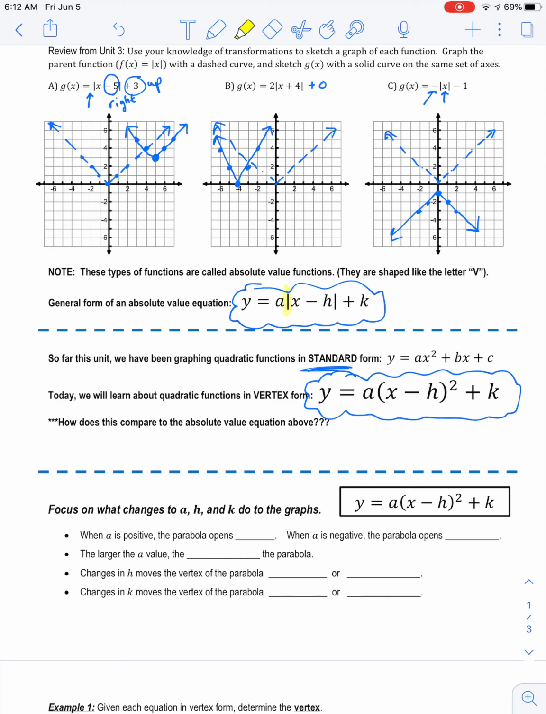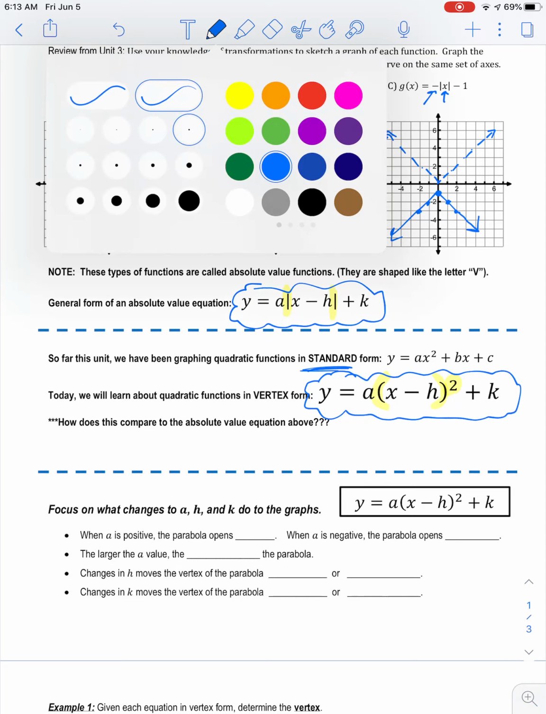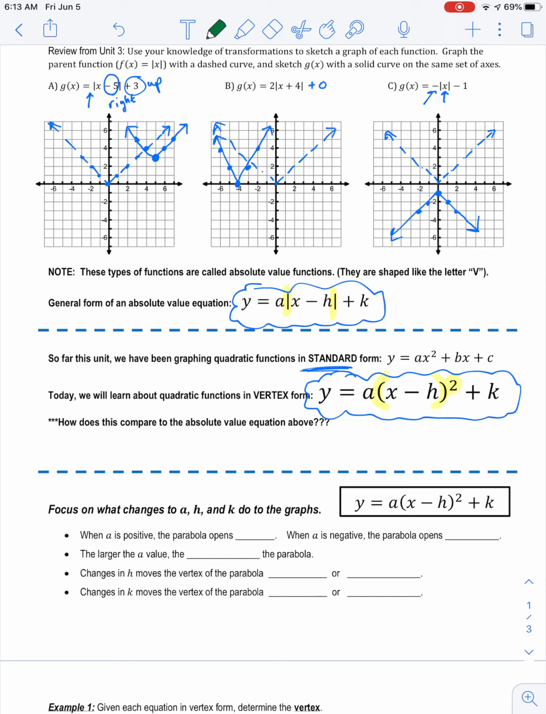So what's different is in the absolute value equations, there's an absolute value symbol. And in the vertex form of a quadratic, instead of absolute value, we have parentheses with a squared. Everything else is identical except for what I just highlighted. So as you can see, from what we had learned in Unit 3 with absolute value equations, the vertex form is a very similar looking form to what we saw there with absolute value.